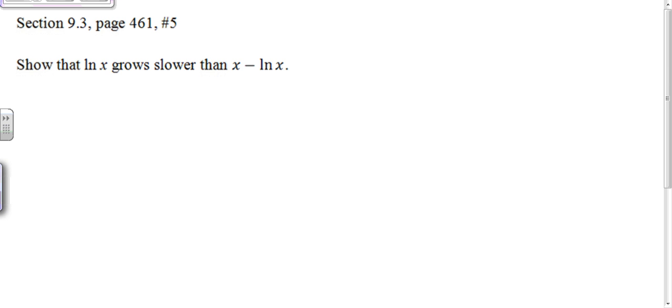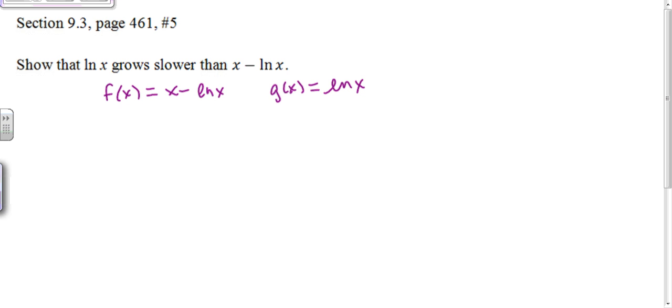All right, let's do section 9.3, page 461, number 5, which reads, show that the natural log of x grows slower than x minus the natural log of x. So I'm going to let f of x be equal to x minus the natural log of x, and I'm going to let g of x be equal to the natural log of x.